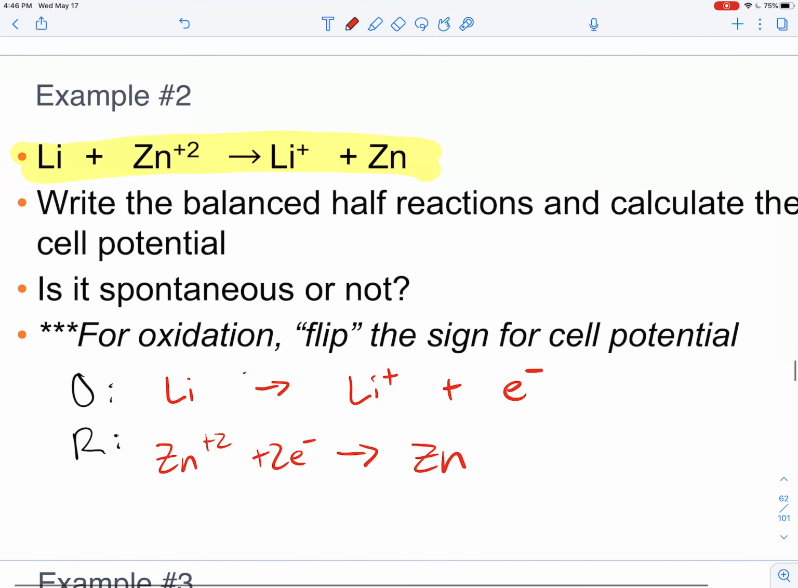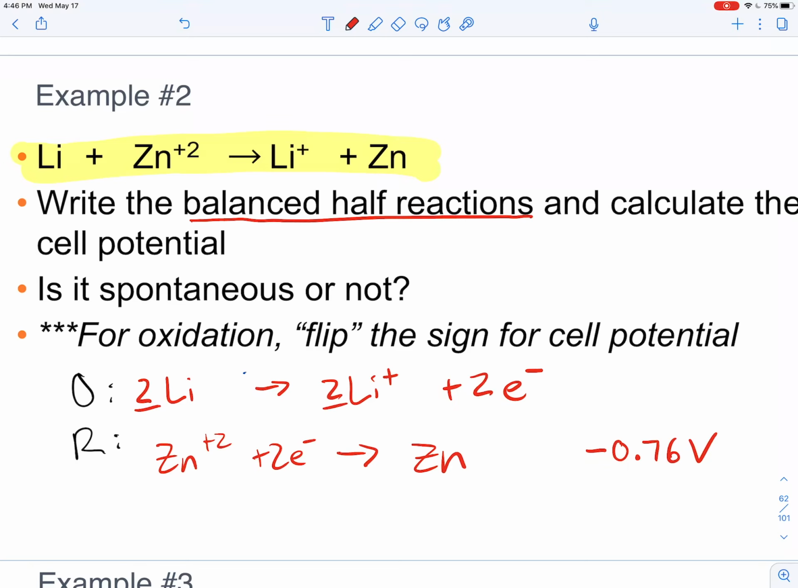Okay, so since it's a table of reduction, let's start with reduction. We already looked at this number. It was negative 0.76 volts. Again, for reduction, you don't need to change anything. Just use the number on the table. And then we'll refer back to the table for lithium here. We do want a balanced half reaction. So I'm going to multiply everything here by 2 so I can get those electrons to match up. Okay? But the number we get is not going to be affected by that.